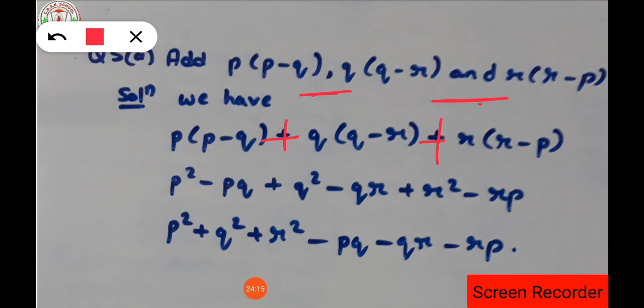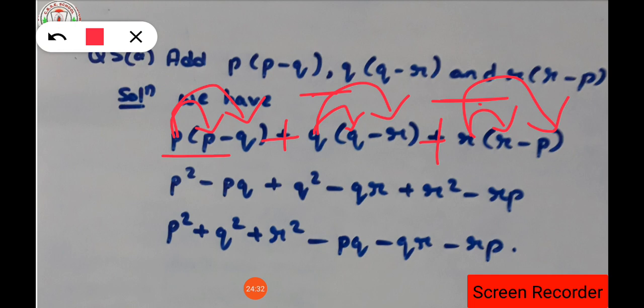That means opening the bracket. So p will be multiplied with p as well as p with q. In the same way, q will be multiplied with q as well as q with r. Then r will be multiplied with r as well as r with p. When p is multiplied with p, it becomes p square. Then p multiplied with q, since p is positive, plus and minus will be minus itself, so the minus sign will come.